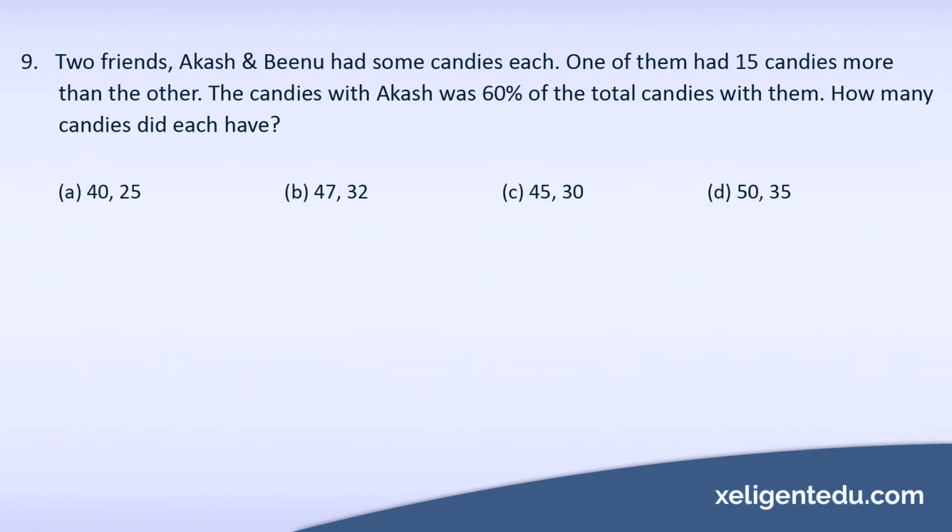Two friends, Akash and Binu, had some candies each. One of them had 15 candies more than the other. The candies with Akash was 60% of the total candies with them. How many candies did each have? Option A 40, 25, option B 47, 32, option C 45, 30, and option D 50, 35.